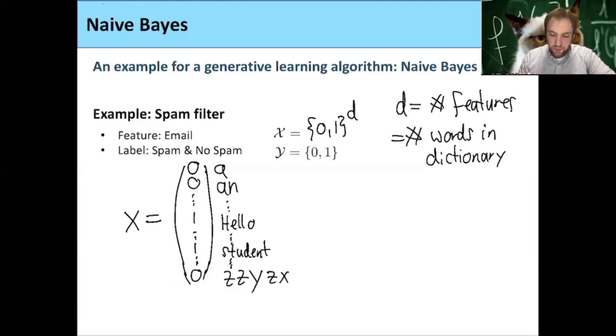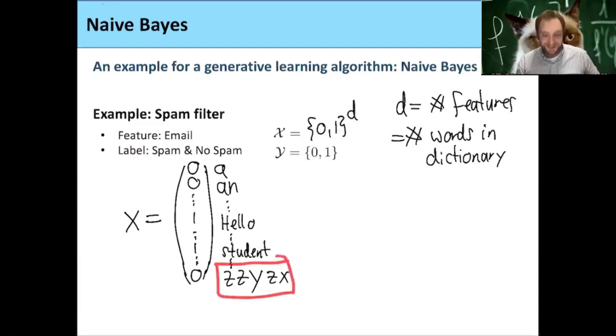And we want to do it like this because we also want to interpret these numbers as some probabilities. So we will talk about probabilities of words appearing in emails. And that's why we also choose here this 0 and 1. And even though in an application you would maybe not use all words, maybe you would just use the top 10,000. Okay, so now we have our feature space and our label space.